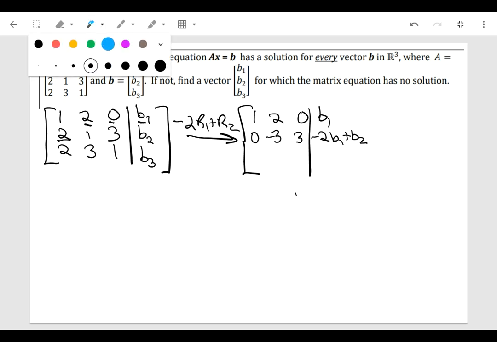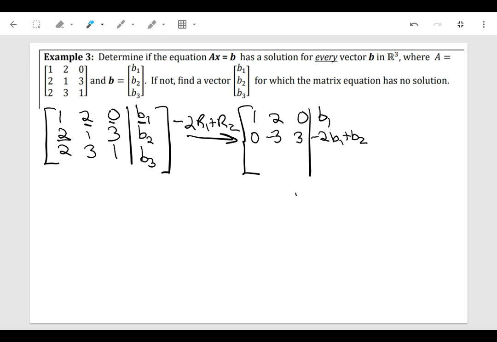Just to keep this video from getting too long, I'll also do the operation -2 times row 1 plus row 3 in order to get a 0 in this position right here. So that'll be -2 plus 2, so that's 0. -2 times this, so -4 plus 3, so -1. -2 times this, so that's 0 plus 1. And then -2 times b1 plus b3.